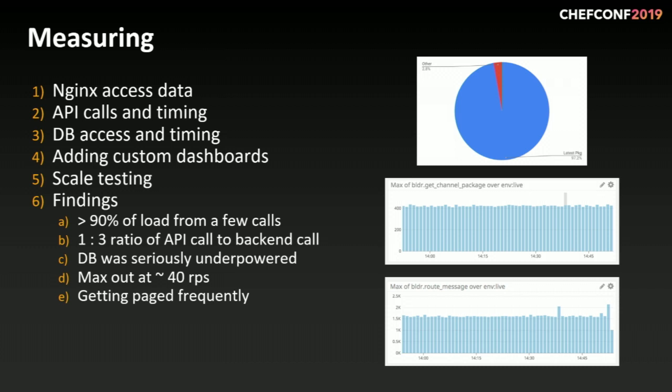So we have these things that put 1 to 3 or even 1 to 4 amount of load on the back end for answering that question. So that then led us to see that the database, as we had it, was seriously underpowered for how much traffic was hitting it. And we were starting to max out at very low numbers, like 40 requests per second. It was pretty embarrassing to see that.